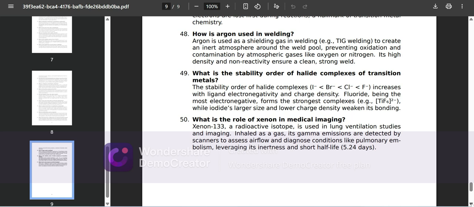What is the role of xenon in medical imaging? Xenon-133, a radioactive isotope, is used in lung ventilation studies and imaging, inhaled as a gas. Its gamma emissions are detected by scanners to assess airflow and diagnose conditions like pulmonary embolism, leveraging its inertness and short half-life, 5.24 days.